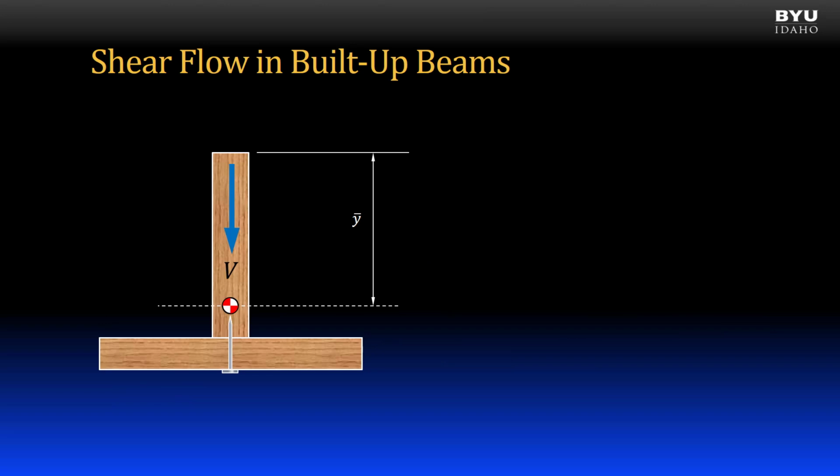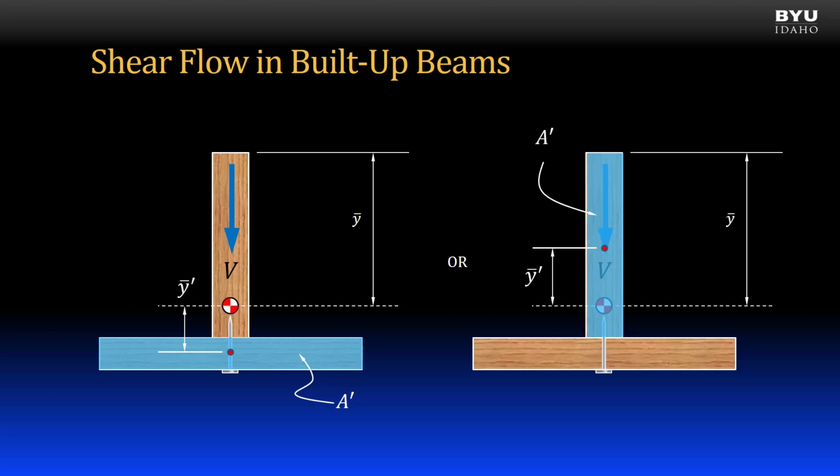When determining Q for shear flow in built-up beams, the point of interest is always at a joint between beam components. For the T-shaped beam shown, consisting of a vertical stem connected to a horizontal flange with fasteners, the point of interest is the joint between these components. The area A' can be taken as the full flange piece, and y bar prime is the distance from the neutral axis of the composite cross-section to the centroid of A'. As an alternative, the area A' can be the full stem piece, and y bar prime is again the distance from the neutral axis to the centroid of A'.